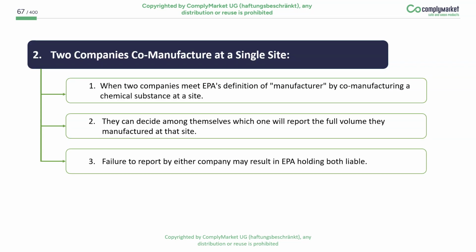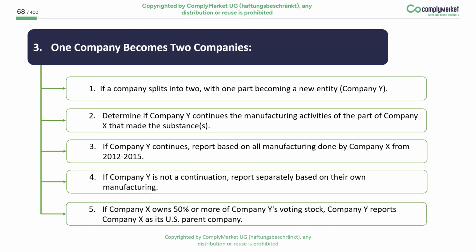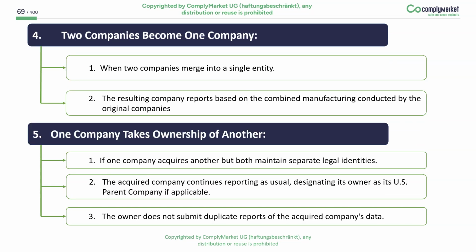And then you have a case if two companies co-manufacture on a single site. If both of them are responsible, if both of them neglect that, then both of them are under responsibility. If one is doing that for both of them, that's fine. If one company becomes two companies, split into two companies, then we have to check which one is responsible for the production since 2011 until 2022, and each company will be responsible for its part. If two companies become one company, that could be much easier because we know that the new company will have to do it for both of them.